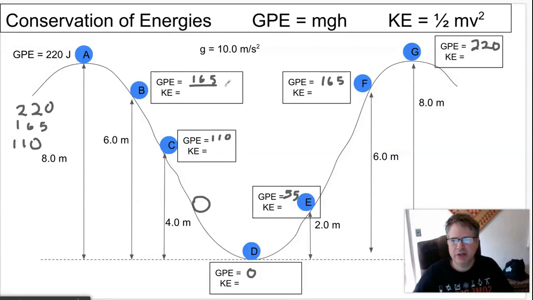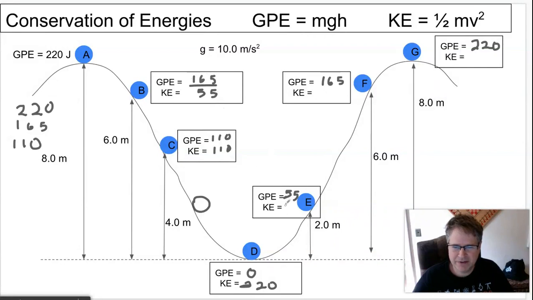Now when you do the kinetic energies, it's going to be the difference from 220. That was the total energy of the system minus the potential. So here we'd find this is going to be 55. It would be 110 here. At the very bottom, it's all converted, so 220. What would it be here? Well, 55, and actually come over here.